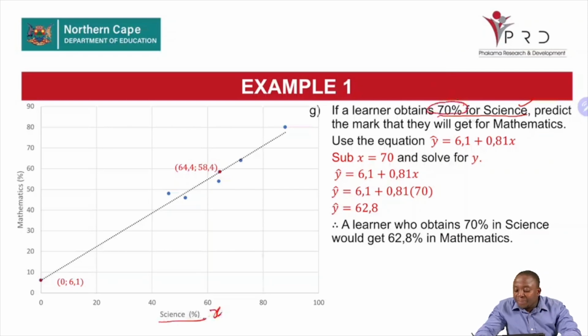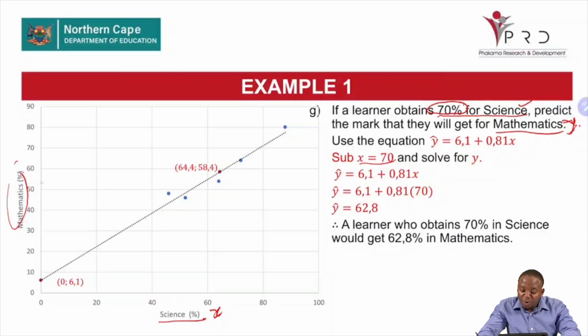Predict the mark that they will get for mathematics. Remember, our mathematics is on the y-axis. So this is y. In this case, we're looking for y. We are given x, so we're going to use the equation of the line of best fit. We substitute x equal to 70, as we are given that the 70 is for science, and science is on the x-axis. Therefore, that 70% is our x value. And we solve for y, where y is our mathematics and it is on the y-axis.